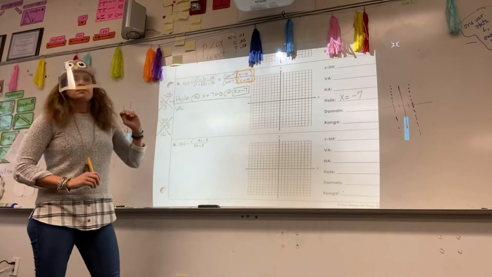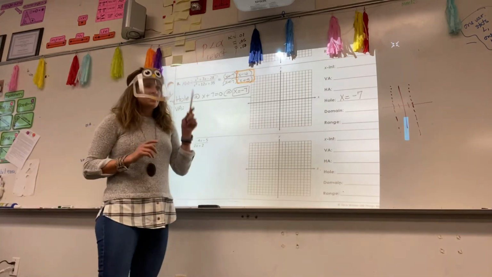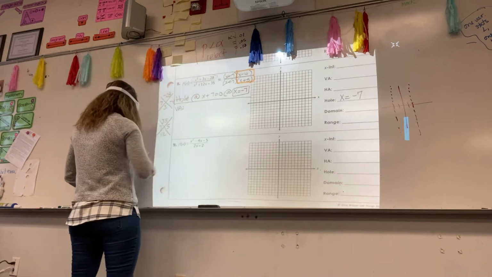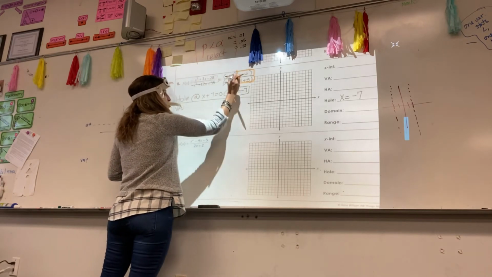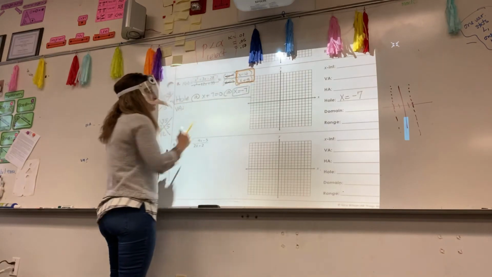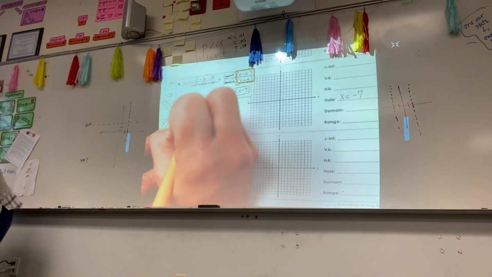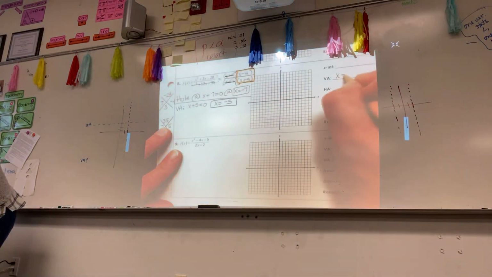Okay. What am I supposed to do for a vertical asymptote? Set your denominator equal to 0. It's no longer this. It doesn't have this anymore. This is the only thing that's left. So it's going to be x plus 5 equals 0. So x equals negative 5. So my vertical asymptote is at x equals negative 5.